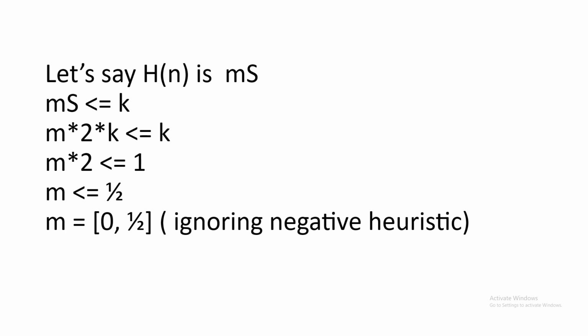Let's say hn is m times s, m being some variable, and s is as previously defined. Now hn is m times s, so m times s will be less than or equal to k. Now we can do some algebra to figure out all possible values of m. All possible values of m, ignoring the negative values because a negative heuristic doesn't make sense, will be 0 to 1 by half inclusive.